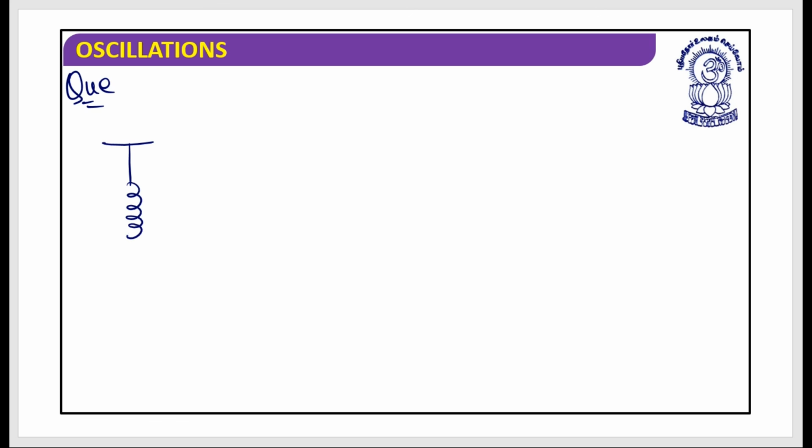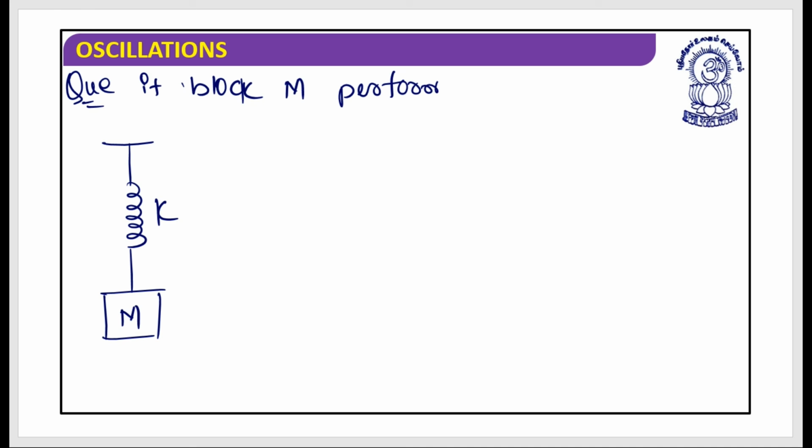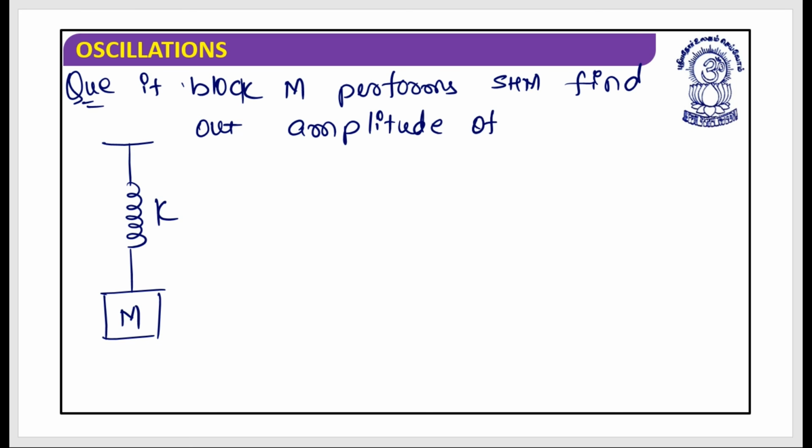Let's say this is the system and this is k. A block is having mass M. It says, if block M performs SHM, find out the amplitude of SHM. You need to find out the amplitude of the SHM. How will you do this? What could be done?